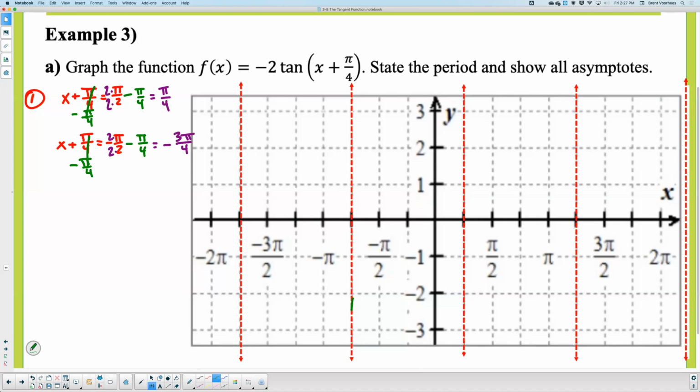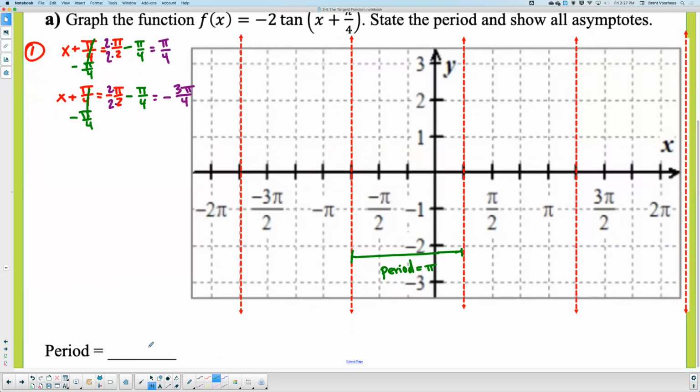Coincidentally, what is the length of one period? It's 4 pi over 4. What is 4 pi over 4 equal to? Pi. Our period's going to be pi here. If you're wondering why, it's because the formula is pi divided by b. My b is 1, so pi divided by 1 is equal to pi. That's why, algebraically speaking.